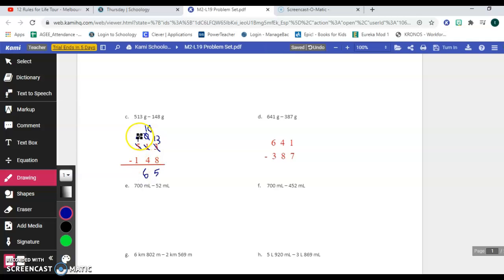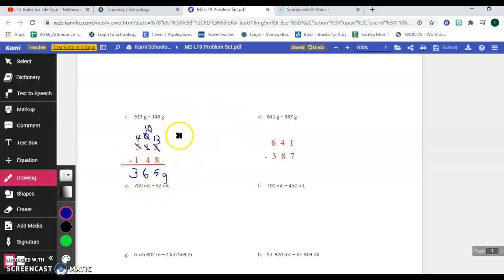And now I've got 4 hundreds over here minus 100 is 300. And I don't want to forget my units here. I've got grams. And so I can just ask myself, does it make sense? If I've got about 500 grams and I'm taking away about 150, I'll go down 100 to 400 and then down another 50 to 350. And this number is near 350, so I'm probably in pretty good shape.